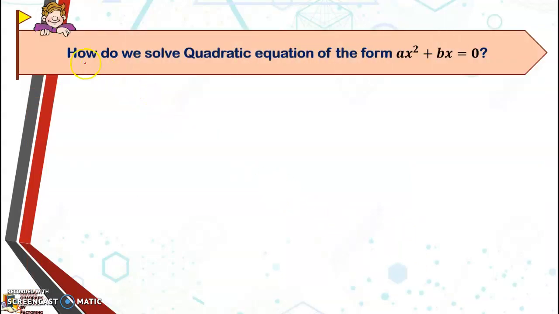First is how do we solve a quadratic equation of the form ax squared plus bx equal to 0. Again, this is an example of an incomplete quadratic equation where your constant is equal to 0. You can solve this kind of equation using factoring also. So how do we deal with that? Here are the steps.